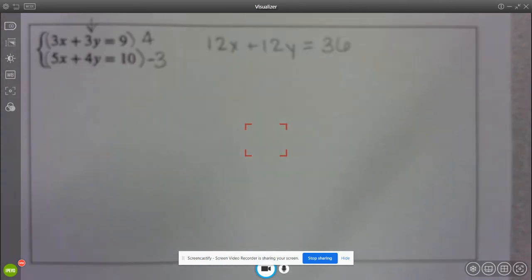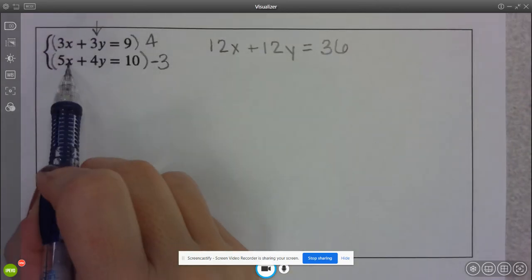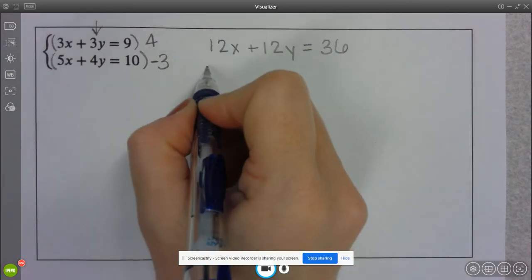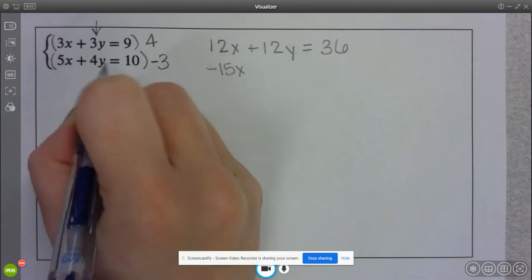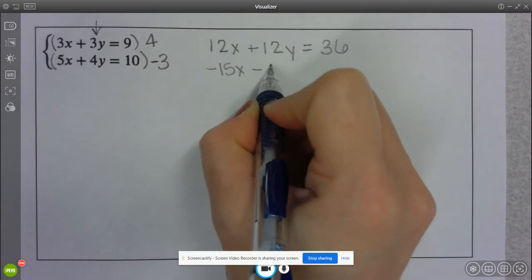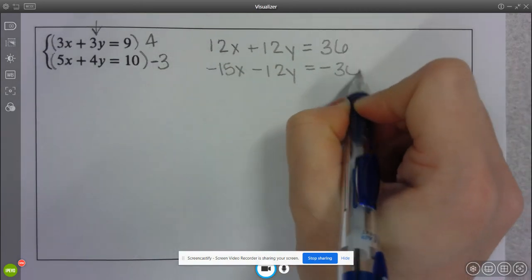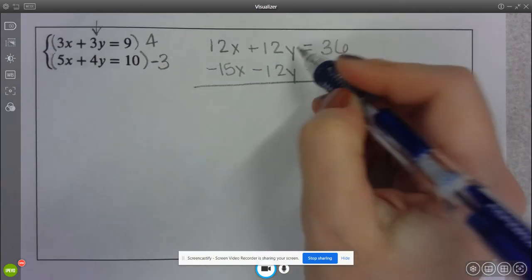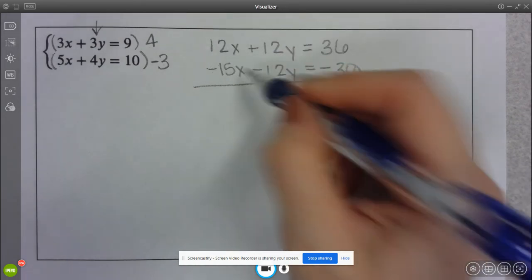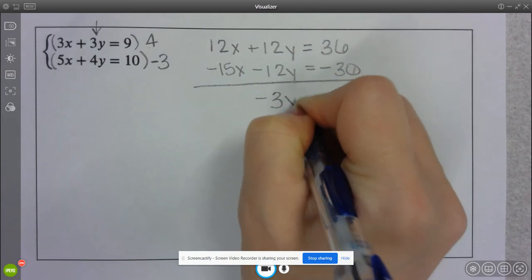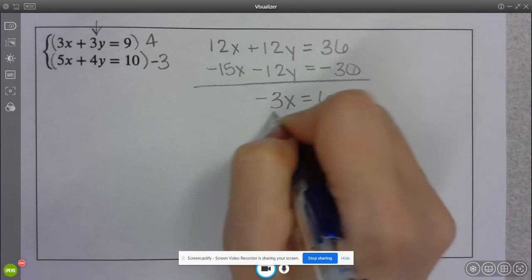Ooh, that got worse. There we go. Okay. So now I'm multiplying by a negative 3. So 5 times negative 3 is negative 15x. 3 and negative 4 give me negative 12y. And then 10 and negative 3 is going to give me negative 30. So my y's are going to become 0, which is what I wanted. 12 minus 15 gives me negative 3x. 36 minus 30 leaves me with 6.